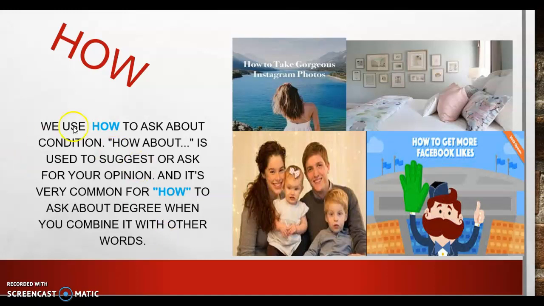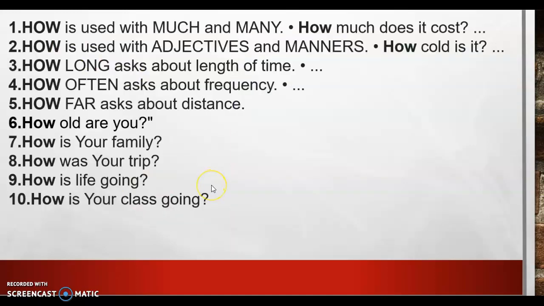Okay, and you can see these pictures and you can read it: how to take gorgeous Instagram photos, how to keep a nice bedroom. How is your family? How to get more Facebook likes? And let's see more examples. How is used with much and many. How much does it cost?